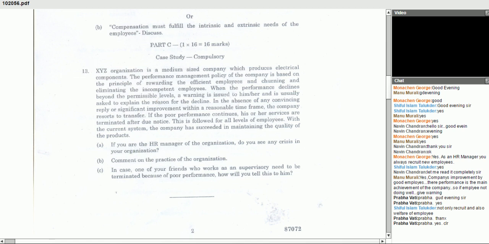Manu writes, yes, company's improvement by good employees, their performance is the main achievement of the company. Manu, your point of view is correct, but you are summarizing or giving your point of view on the situation. Read the first question, what it is asking. Do you see any crisis in your organization?